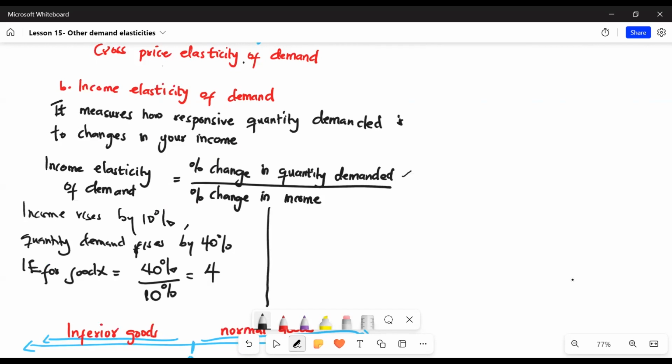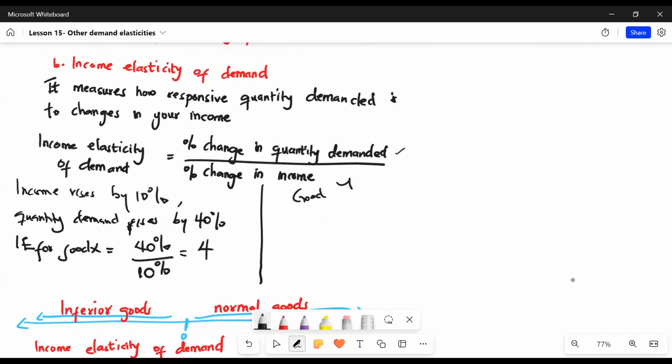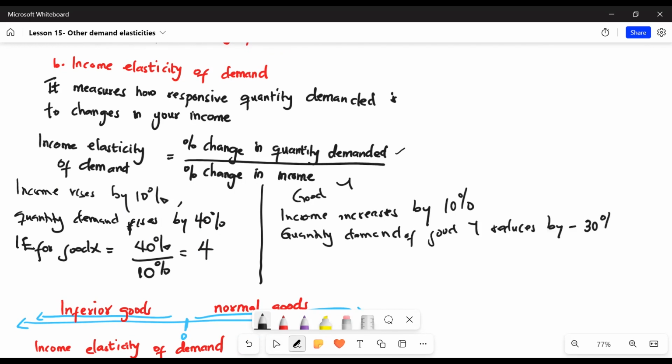Now let's look at another example, for good Y. If your income increases by 10% and the quantity demanded of good Y reduces by, say, 30%, then your income elasticity for good Y will be minus 30%, which is your change in quantity demanded, divided by your change in income, which is minus 3 in this case.